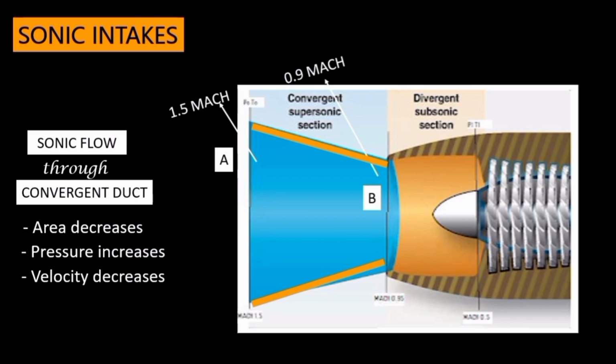If we continue using the convergent duct ahead of point B, then instead of decreasing the speed of the subsonic flow, the speed will be increased. Since we know that a subsonic flow through a convergent duct increases the speed, at this point, in order to decrease the speed of the subsonic flow, we will use a divergent duct ahead of point B.